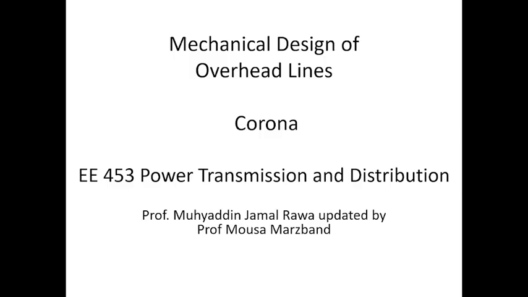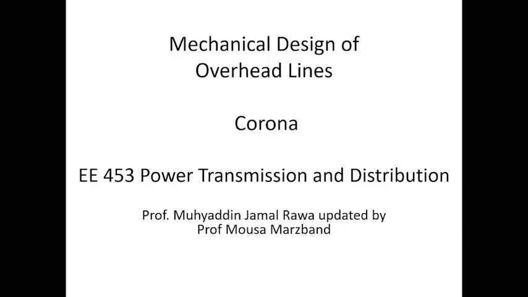surrounding air molecules. This results in a faint violet glow, a hissing noise, ozone formation, and power losses. Corona is more likely to occur in high voltage transmission lines, especially under bad weather conditions such as rain, fog, or dust, and when the conductor surface is rough or irregular.